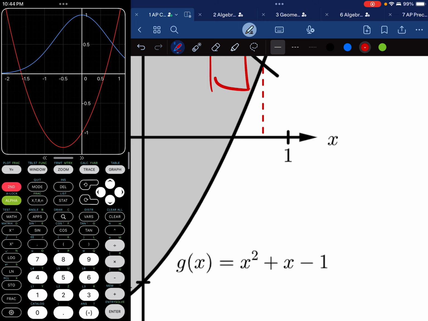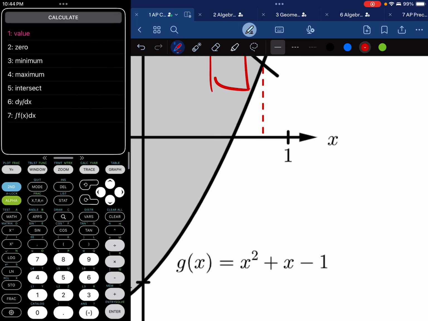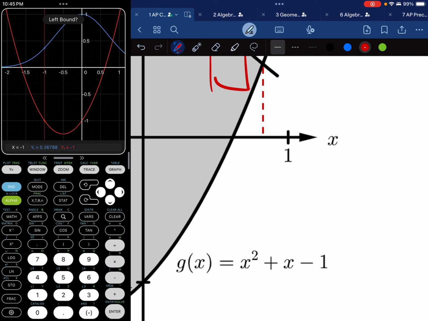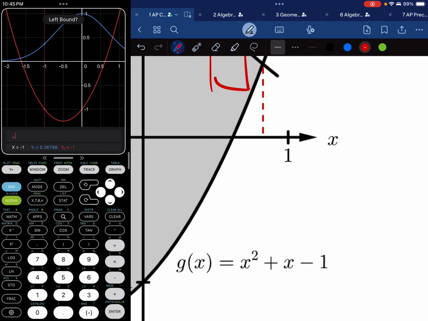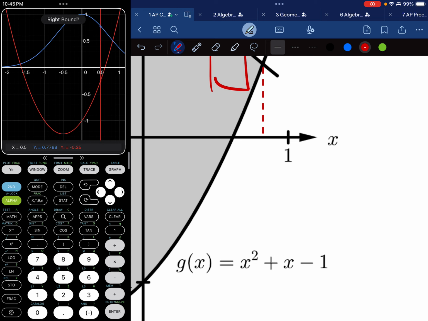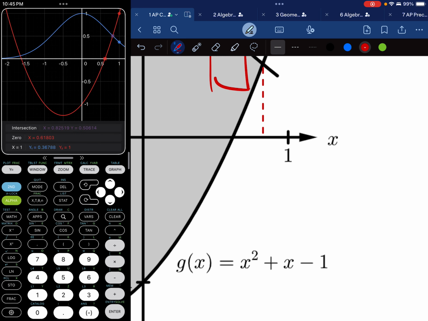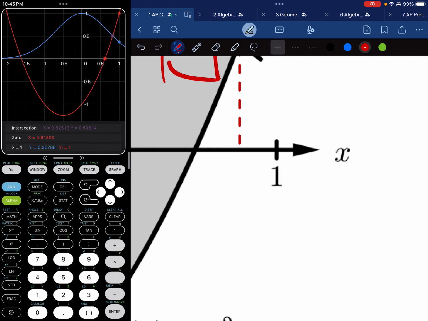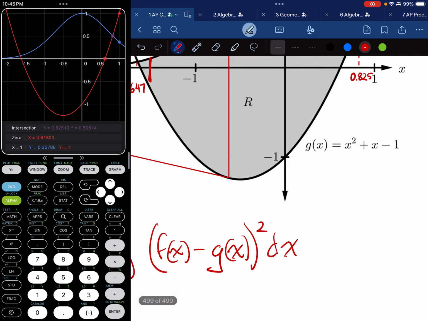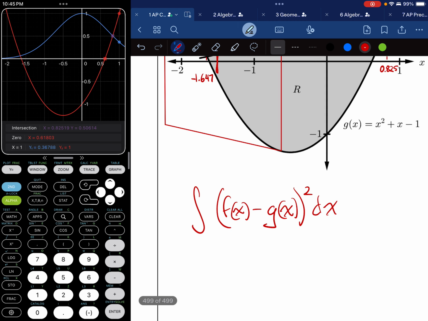And then over here, I'm going to do this whole thing again. So let's clear out of this. I'm going to do a second trace to do a calculation of the intersection. So 5, and just follow your prompts. My prompts tell me left bound, which is going to be 0.5, and my right bound is going to be 1. And it's telling me this intersection is going to be 0.825. All right, so we have our bounds. We can come down here and say this goes between -1.647 to 0.825, and we just need to enter this into the calculator.